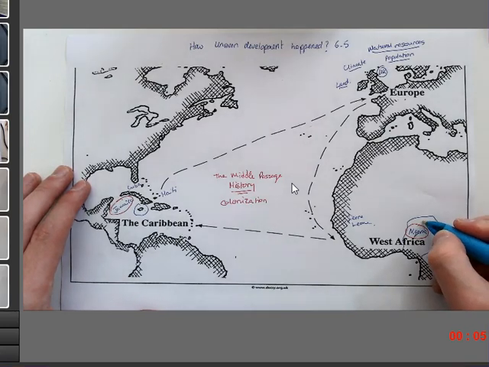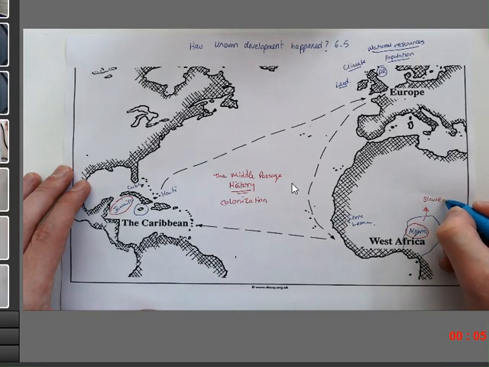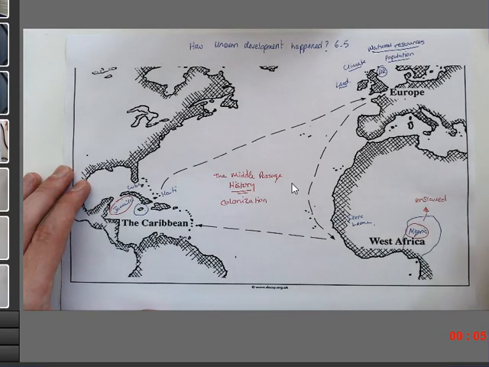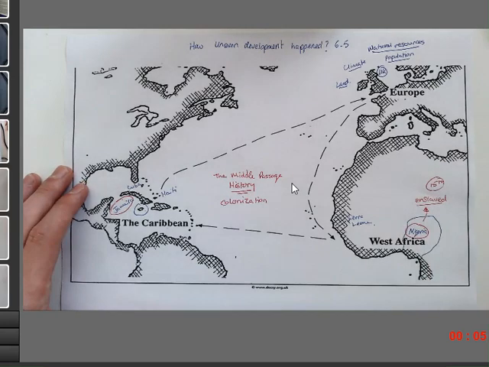Now, in the case of Nigeria, people became slaves, or they were enslaved, you could say, during the 15th century by people in the UK.